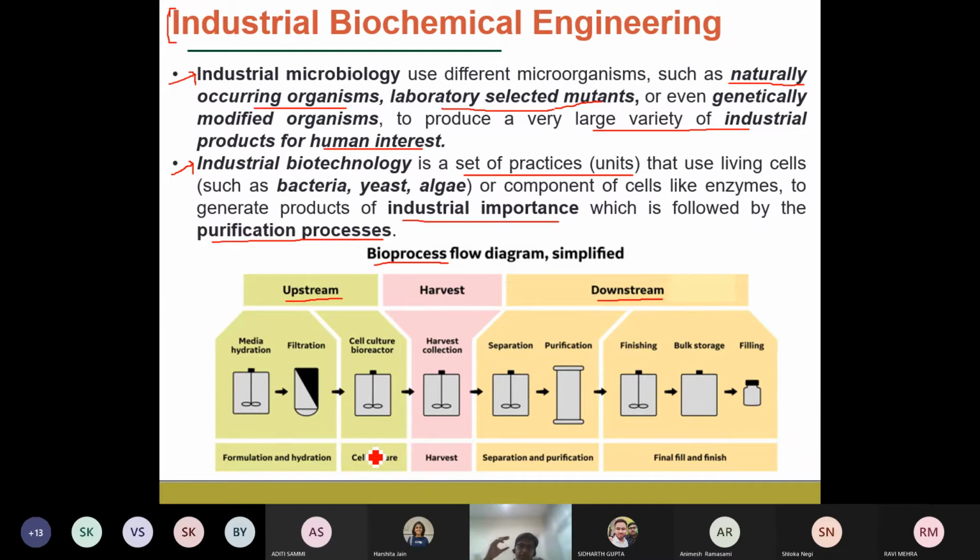Once the concentration of the cells is higher, then only will the production of that biochemical take place. And for that, first you need to prepare the media. So what is a media? Media consists of the growth components, the food source or the carbon source, that is suitable for the growth of the microorganism.